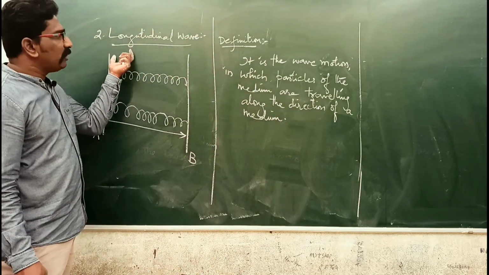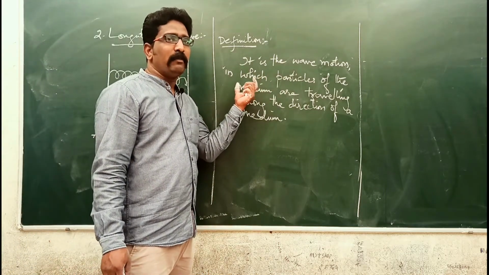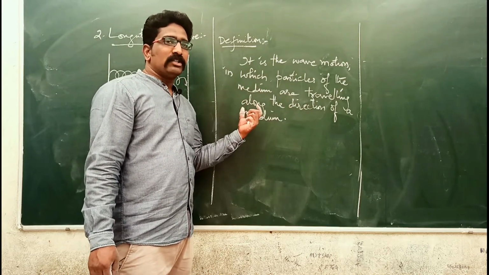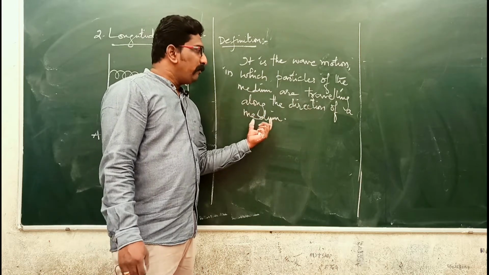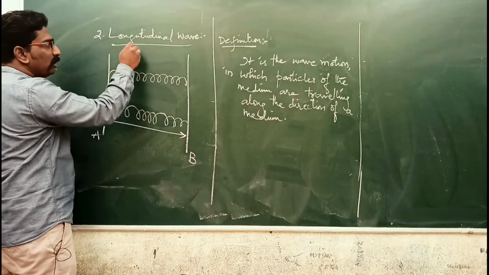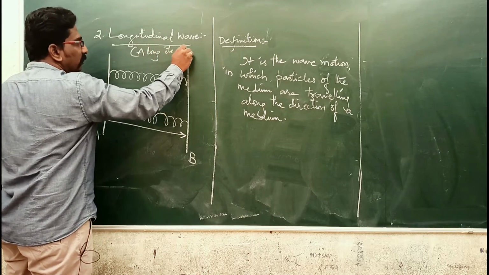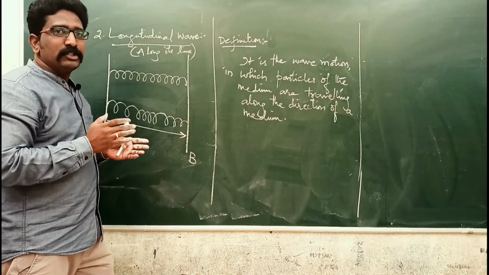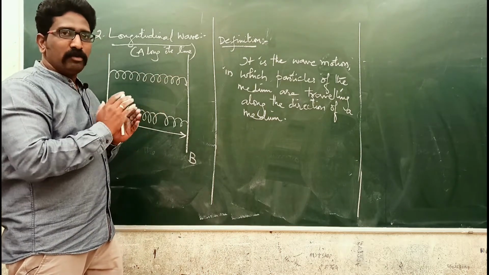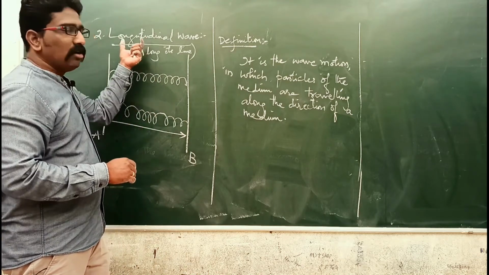What is the definition of longitudinal wave? Whenever the wave motion has taken place, the particles of the medium will be traveling along the direction of the wave. That particular disturbance caused in the particles along the direction of a medium is called a longitudinal wave. It means it is along the line. In whichever direction a particular medium is acted upon, in the same direction the wave motion will be generated. That particular motion created in the wave is called a longitudinal wave.